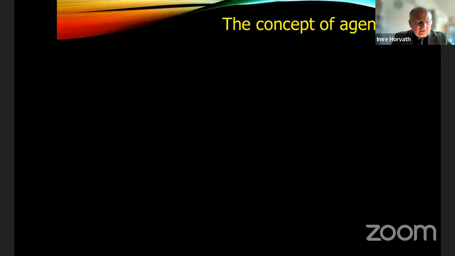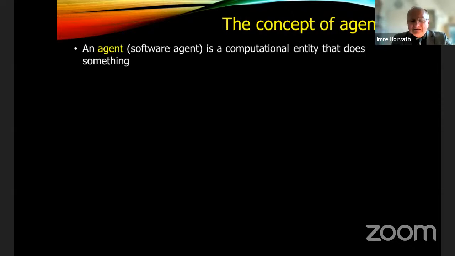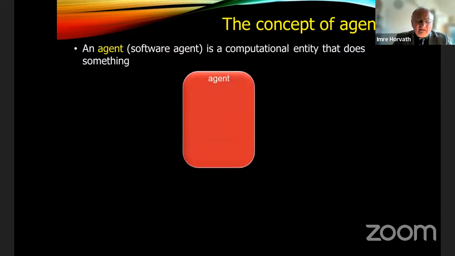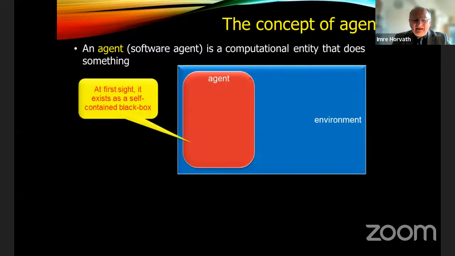So in order to start answering these questions, we have to start from the very concept of agent. An agent, and here I'm thinking of a software agent primarily, but it can also be a hardware agent or a hybrid agent, is a computational entity which does something. We can illustrate it with the following figure. The agent is embedded in an environment, and at first sight, it exists as a kind of self-contained black box. The details inside cannot be seen.